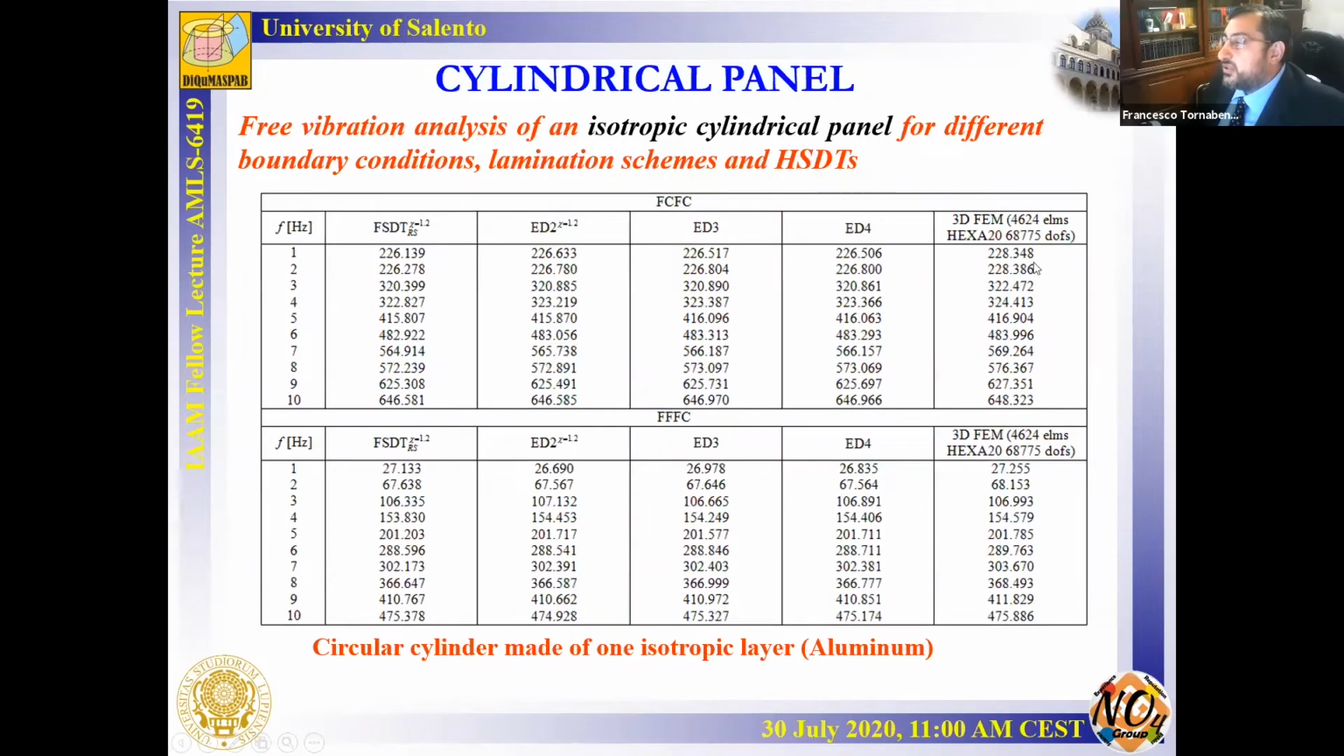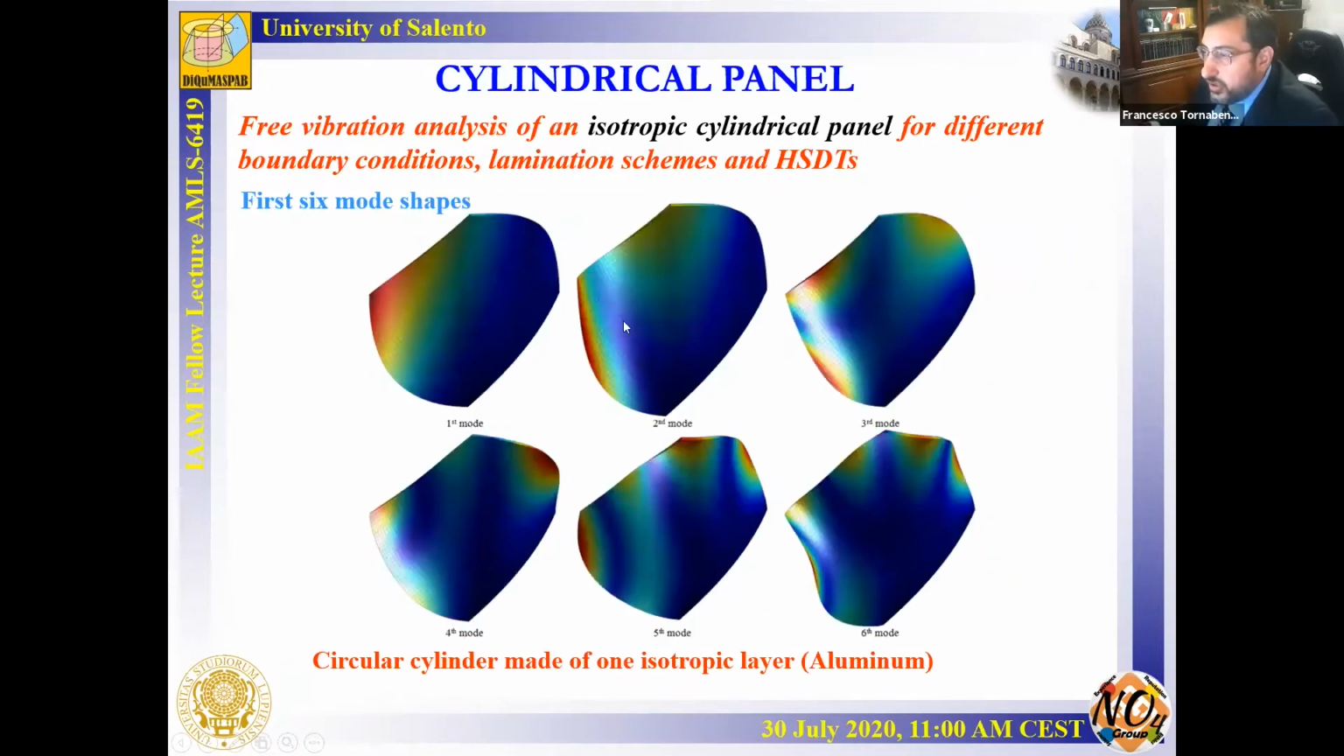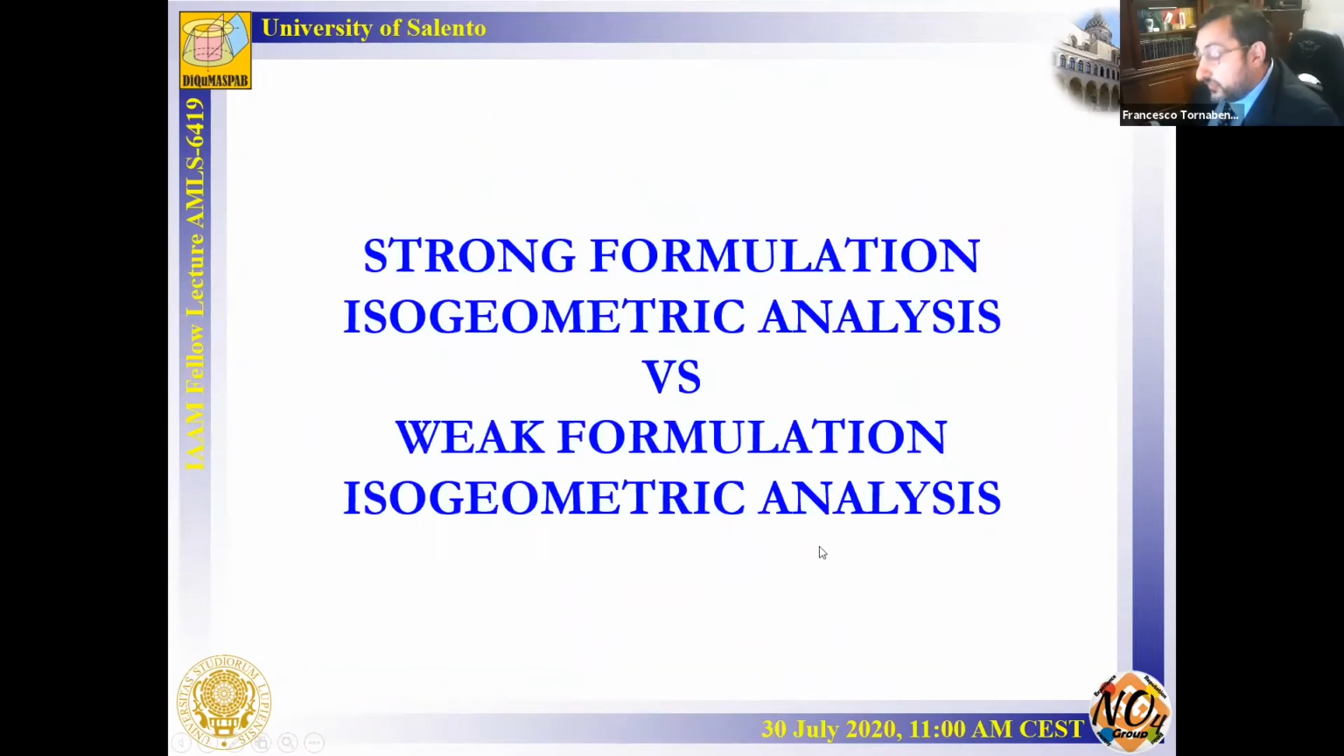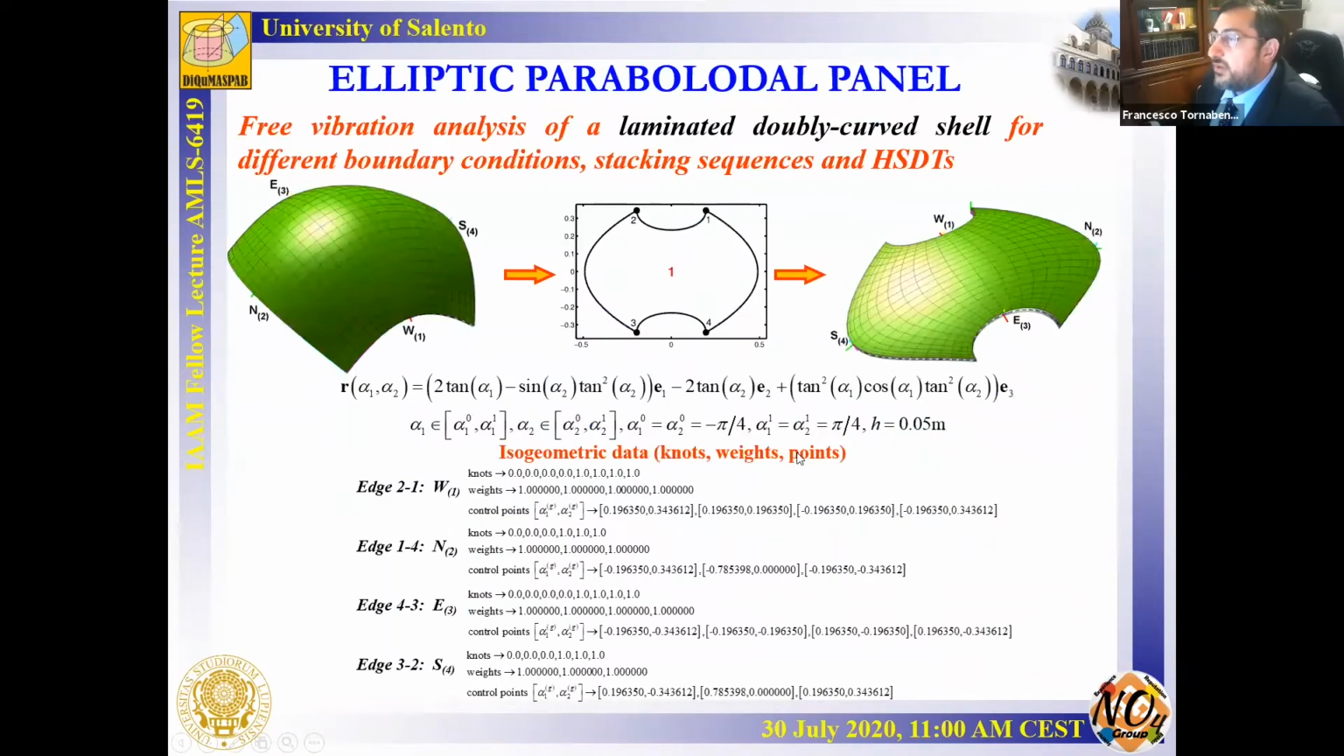I have compared this solution using a 3D FEM software, and in particular I have used a 20-node brick element to obtain the solution. Here I reported other mode shapes for this kind of structures. But if I want to compare strong formulation and weak formulation, here I am reporting a very complicated example.